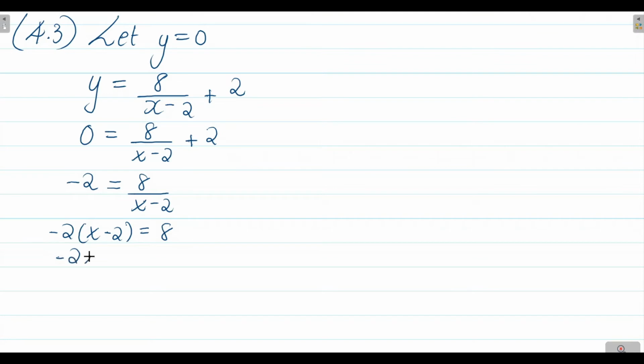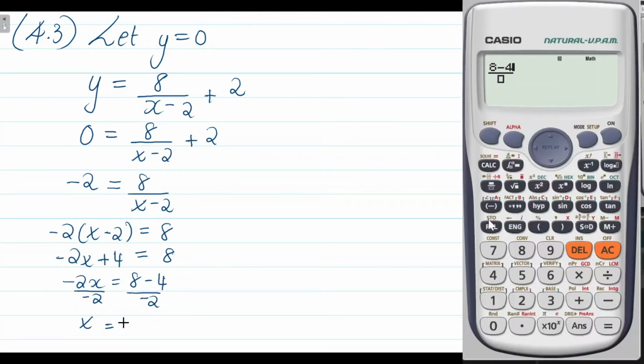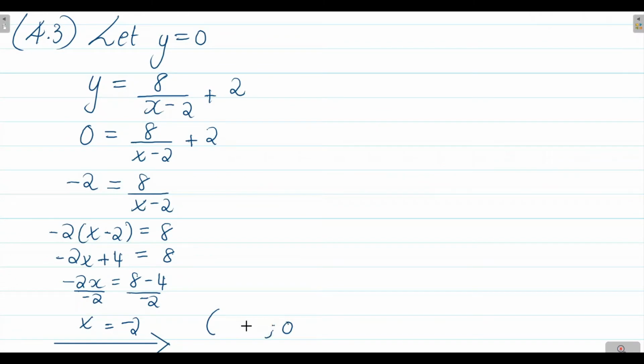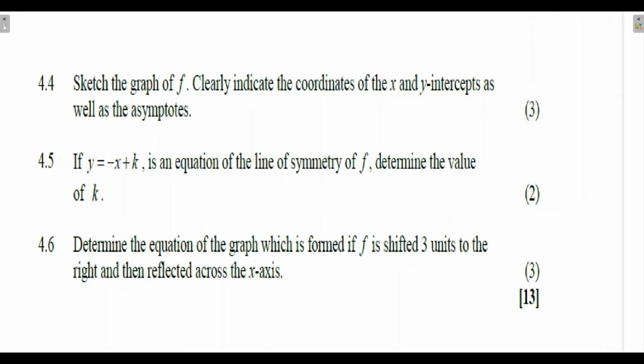So it's -2x plus 4, which is equal to 8. When you simplify that, you'll find that -2x is equal to 8 minus 4. Divide by -2 on both sides, and x is equal to -2. So when your y is equal to 0, your x is equal to -2.